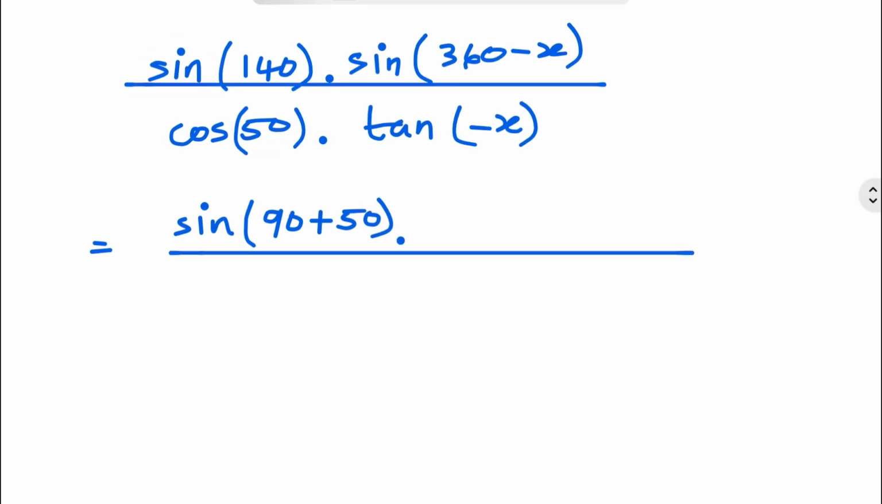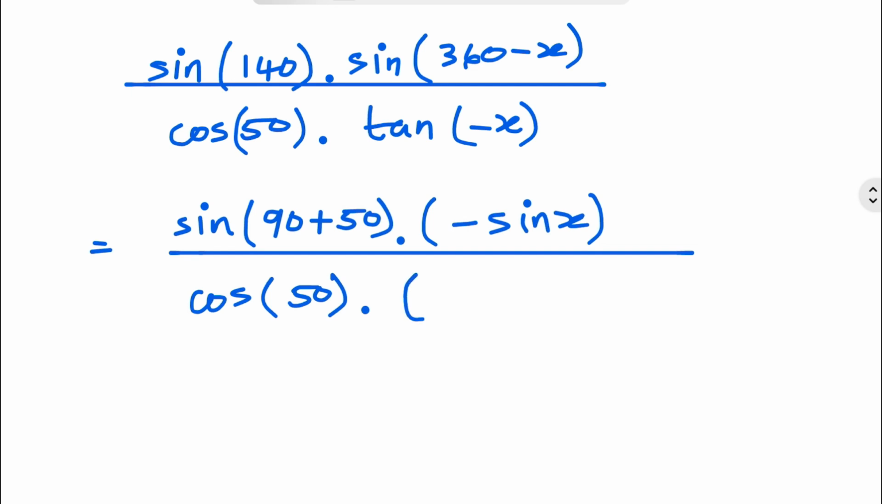Then sine of 360 degrees minus x is in the fourth quadrant, and we understand that sine is negative in the fourth quadrant. At the bottom we still have the cos 50. And tan of a negative angle is also negative tan x. That's the fourth quadrant.